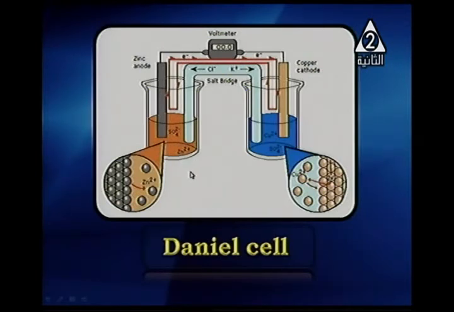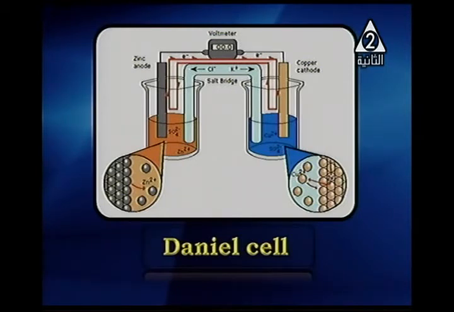After that, we have the copper sulfate, and here we have the copper cathode, and here we have the zinc anode at the left hand side. The zinc anode is a piece of zinc connected to the voltmeter to see how many volts of electric energy I have. So the copper is the cathode. Again, we have two halves of the cell, two parts of the cell.